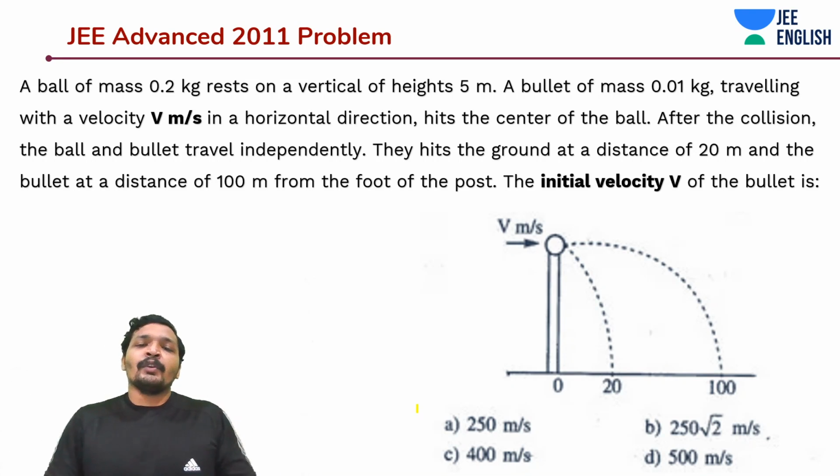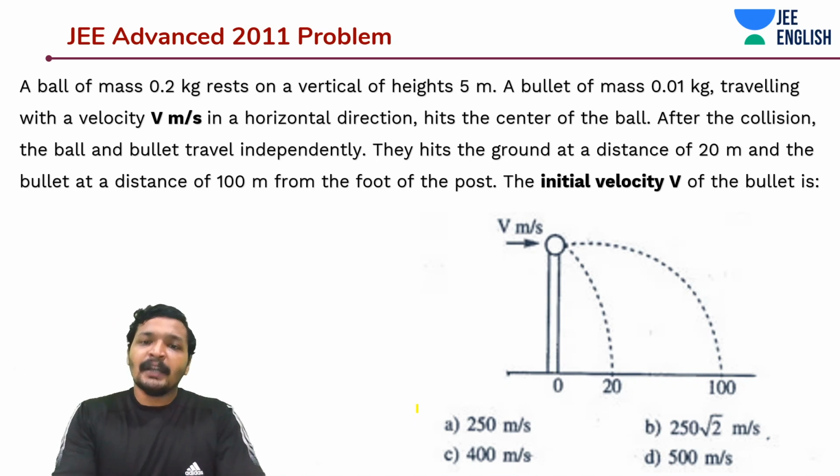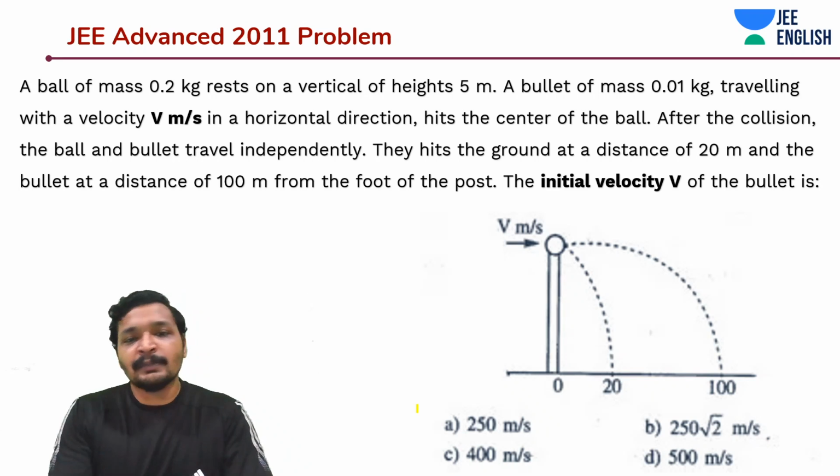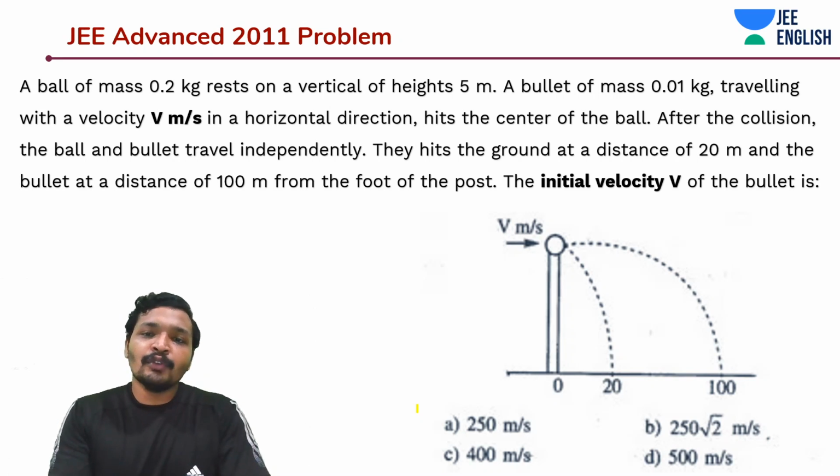Okay, so what would I do? I would make use of the equation s is equal to ut plus half at square, and s is 5 meters along the y-axis. It's minus g. But that is also minus 5, so the minus would go off.